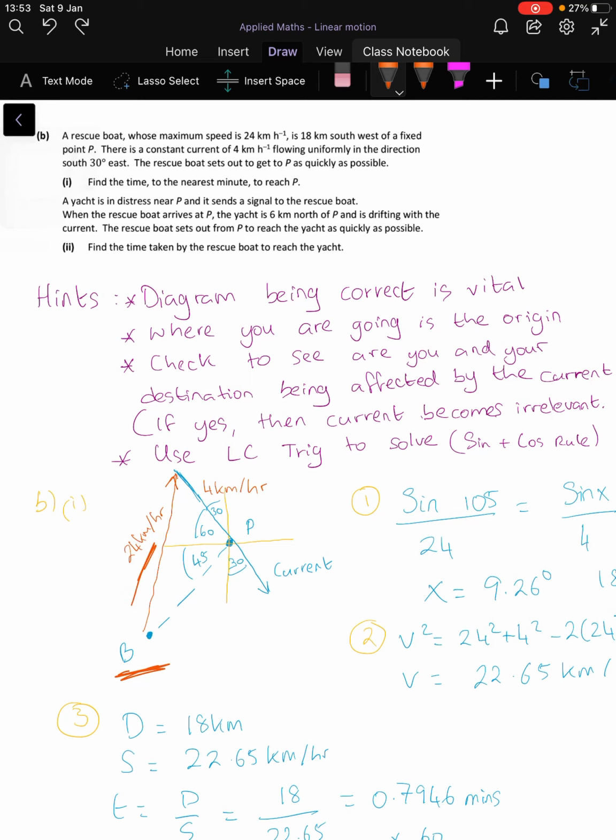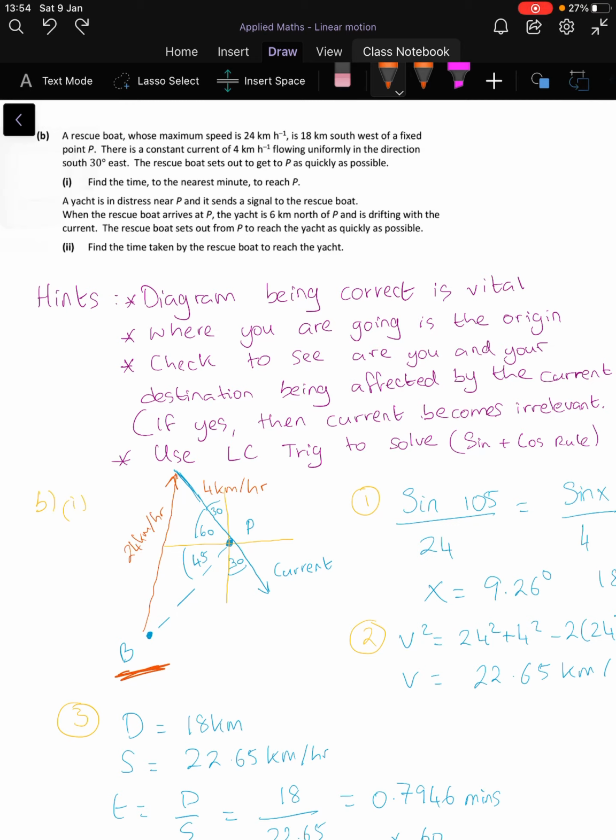There's only two options for this. You're either going to go this way or this way to create a triangle. So just think about it logically: if the current is pushing me this way, there's no point in going down here because I'm only going to go further away from P. So I have to go to the left of my line BP to make sure that I end up back at P because the current is pushing me that way.